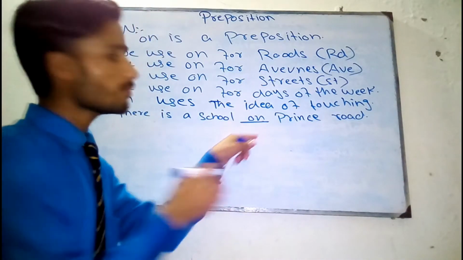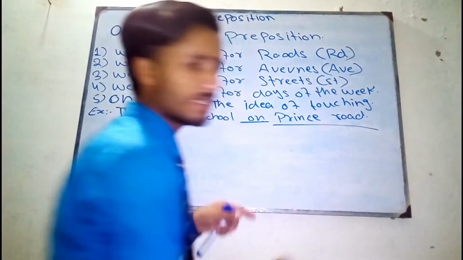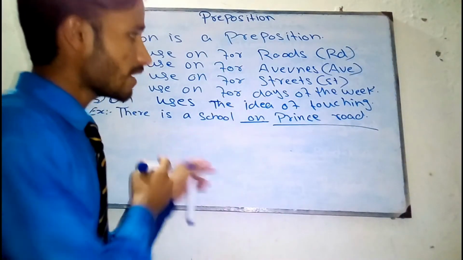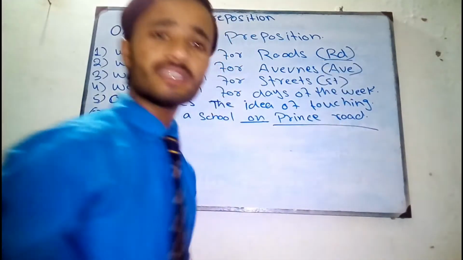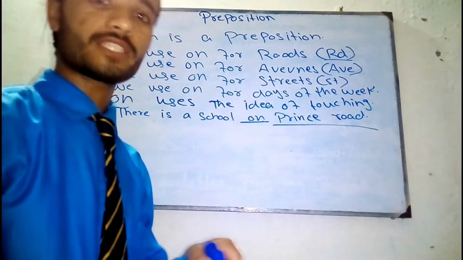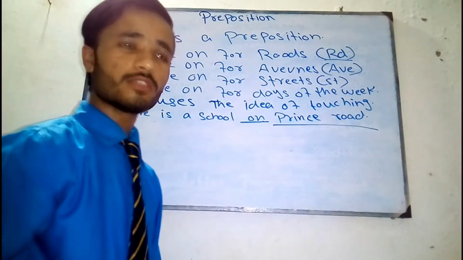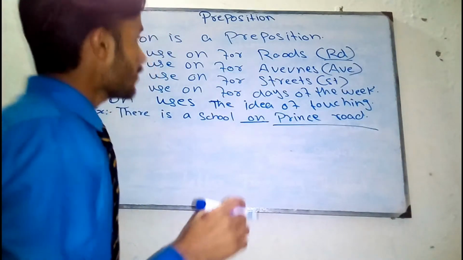Why did we use "on"? Because that is on the road. We use the preposition before the noun. And here I wrote RD. Why did I write RD? It is the abbreviation of road. Abbreviation means the short form of the word. Is this clear? Now an example with avenues.